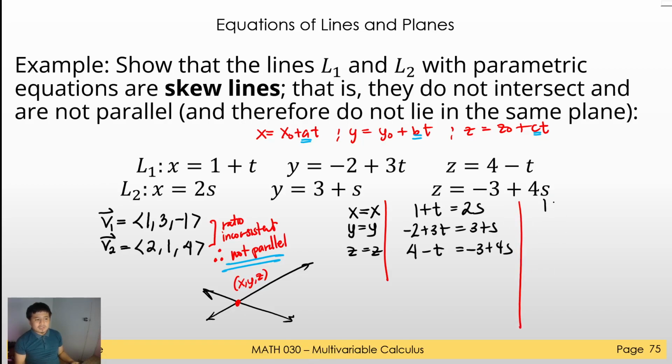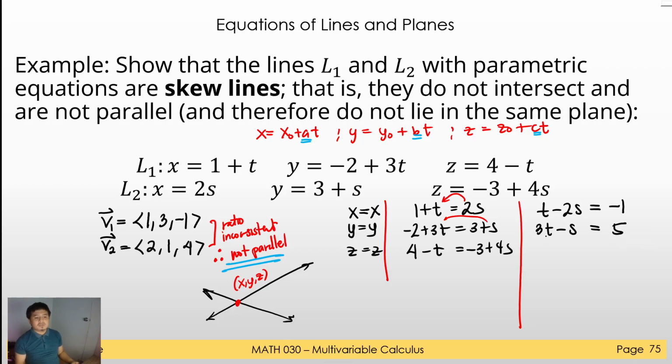So, to make things consistent, I will transfer all of the variables to the left, and the constants to the right. So we have t minus 2s is equal to negative 1. And then also for this one, we exchange the constants. So we have 3t minus s is equal to 3, and this will become positive, so 3 plus 2, so this will be 5.